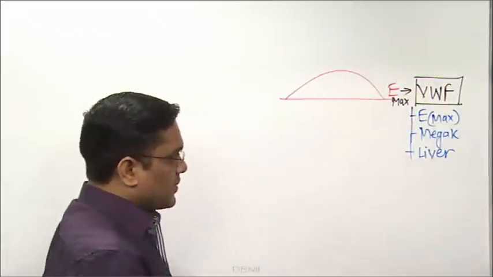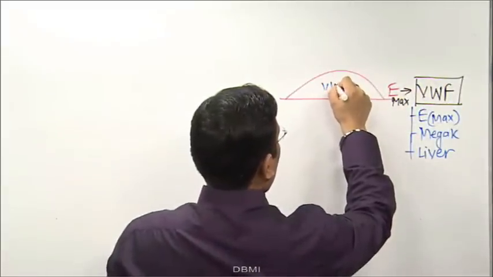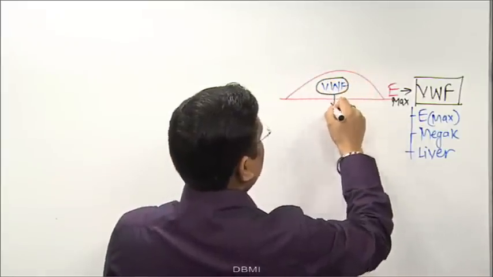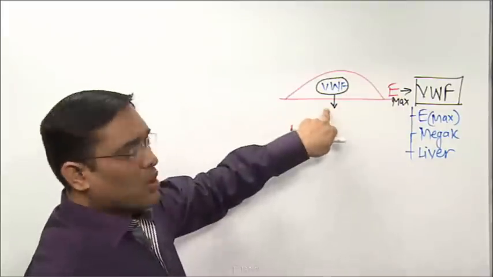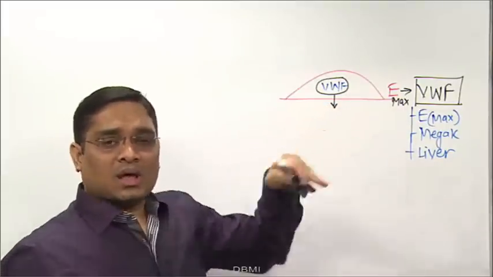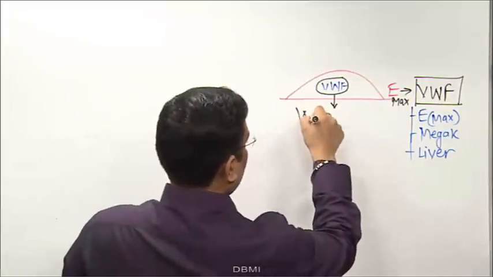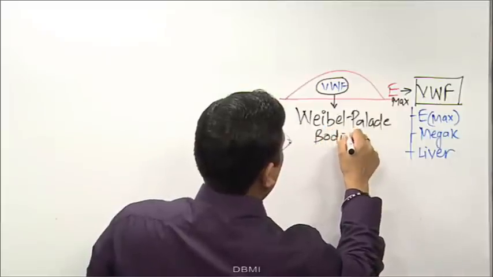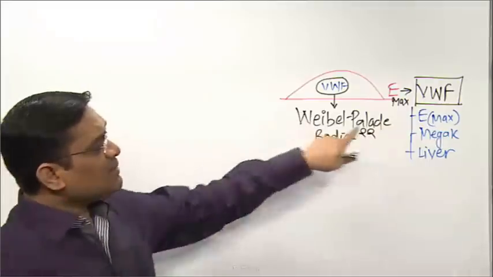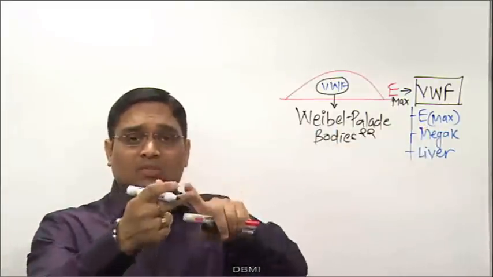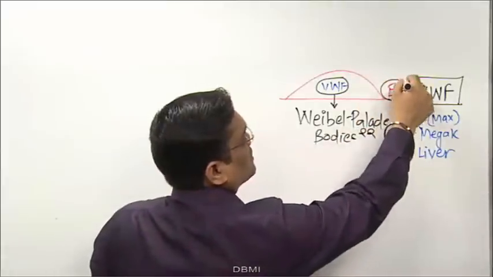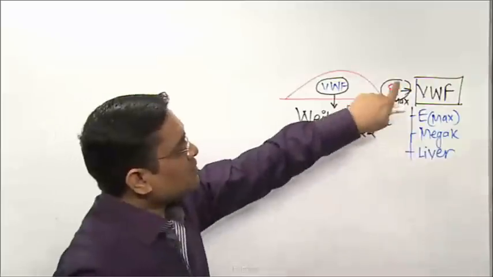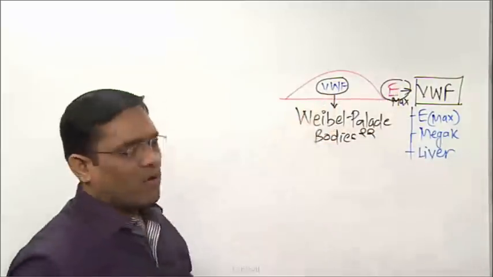When von Willebrand factor is synthesized inside an endothelium, it is stored inside a body. What is the name of this body? Another MCQ. This body is called Weibel-Palade body. So this body is known as Weibel-Palade bodies. Another MCQ: Weibel-Palade bodies are seen in RBC, WBC, platelet or endothelium. So what is your answer now? Answer is endothelium. So remember, Weibel-Palade bodies are present inside endothelium for the storage of von Willebrand factor.